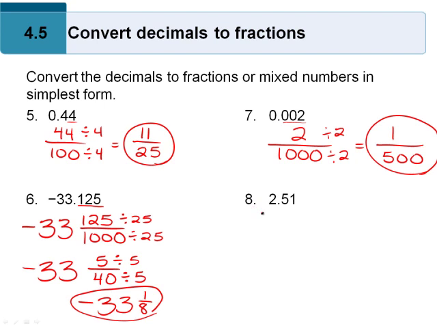And number 8, we are going to get a mixed number here because we have a whole number in front of the decimal point. So we bring down the 2, and then we're going to put 51 over 100 because there's 2 digits, okay? And I think the only thing that goes into 51 is 3 and 17, which does not go into 100. So that's it, 2 and 51 over 100.